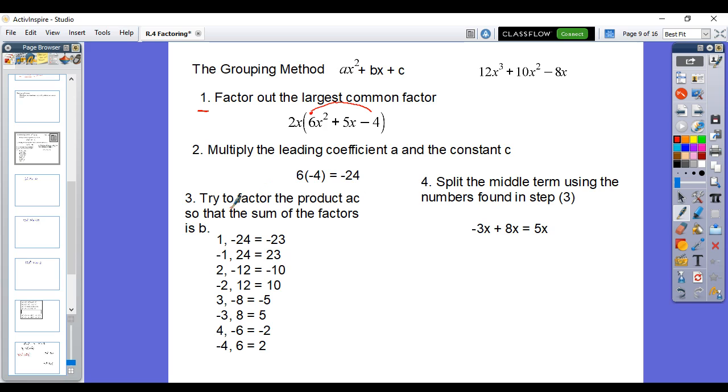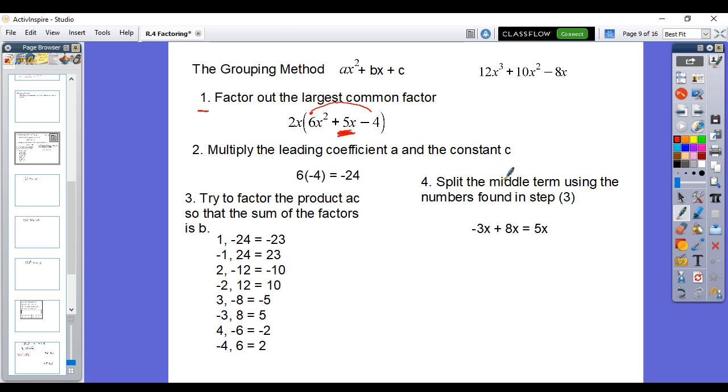Now, what's important is we're going to create the factors. Here are all the possible factors with negatives either way, because it has to equal negative 24. All factors: well, 1 times negative 24, negative 1 times 24, so on and so forth. But which ones, when we add them up, should give us this middle term, 5x? As we do this, we find that it's negative 3 and 8.